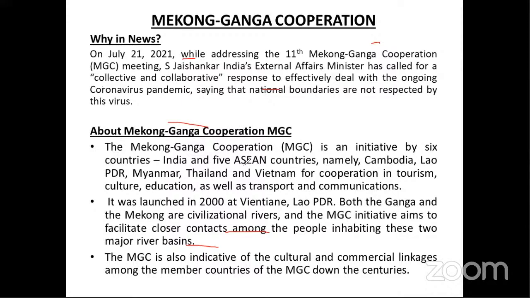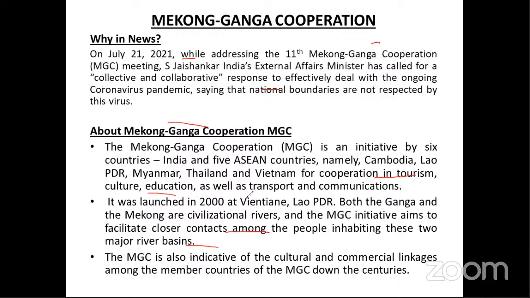One is India and 5 ASEAN countries, namely Cambodia, Laos PDR, Myanmar, Thailand, Vietnam, for cooperation in tourism. Now remember, these are the keywords here: tourism, culture, education, as well as transport and communication. Very simple. Mekong Ganga Cooperation is an initiative of 6 countries, India and 5 ASEAN countries.